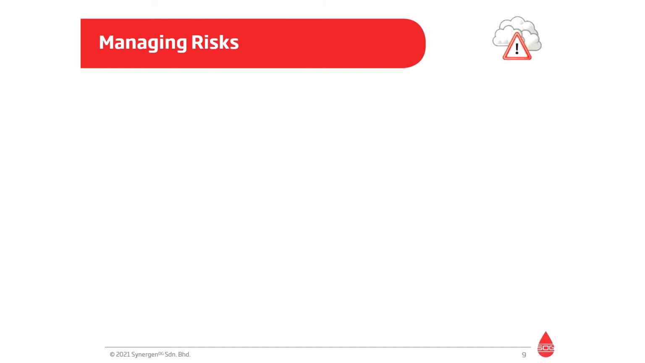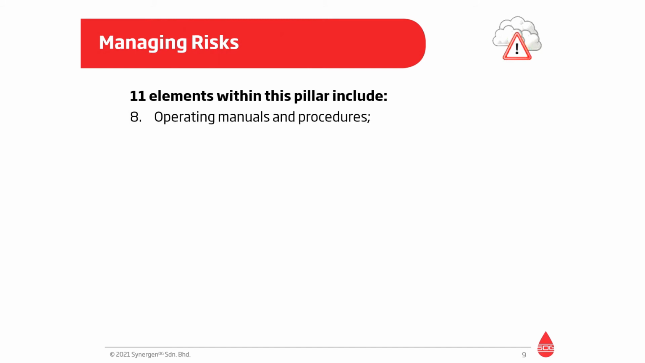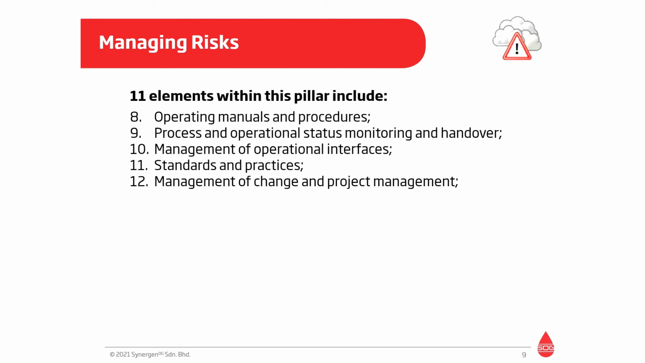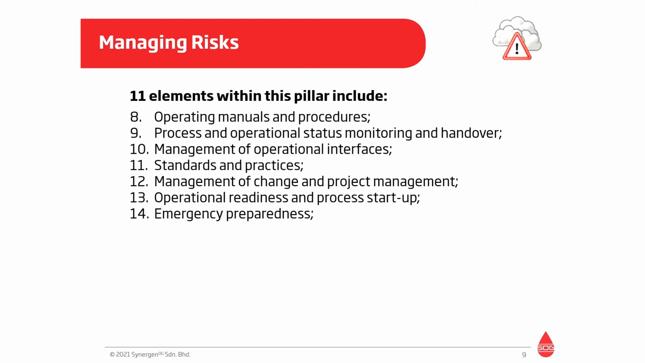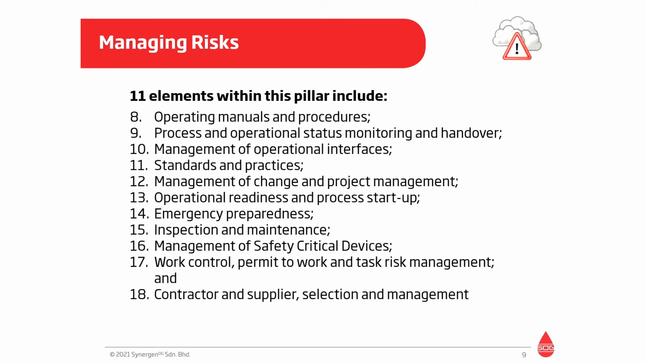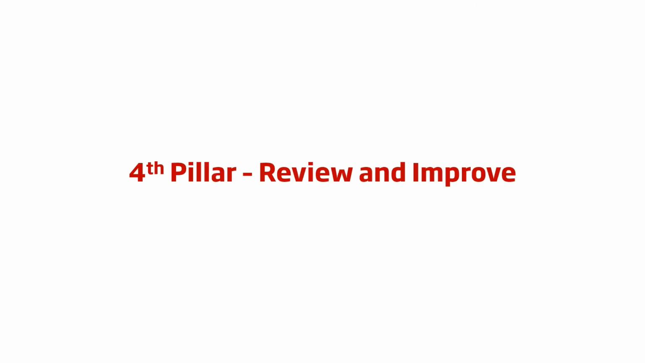In this pillar, there are a total of 11 elements that include operating manuals and procedures, process and operational status monitoring and handover, management of operational interfaces, standards and practices, management of change and project management, operational readiness and process startup, emergency preparedness, inspection and maintenance, management of safety critical devices, work control, permit to work and task risk management, and contractor and supplier selection and management.